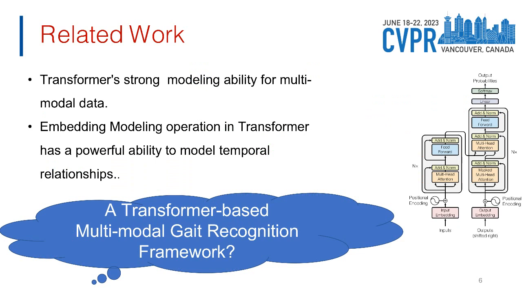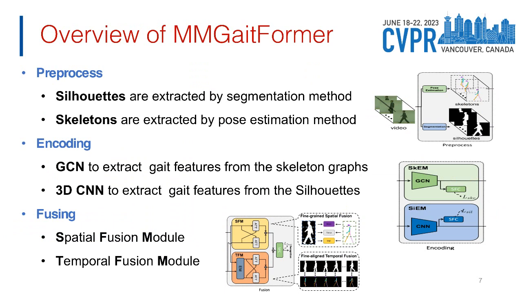Recently, transformer-based vision models show great potential and achieve competitive results. Many studies have shown transformer has strong modeling ability for multimodal data, and embedding modeling operation in transformer has a powerful ability to model temporal relationships. Thus, it is desirable to develop a transformer-based multimodal gait recognition framework that leverages two complementary data modalities for comprehensive gait recognition. Our Gaitformer consists of 4 modules at 3 stages.